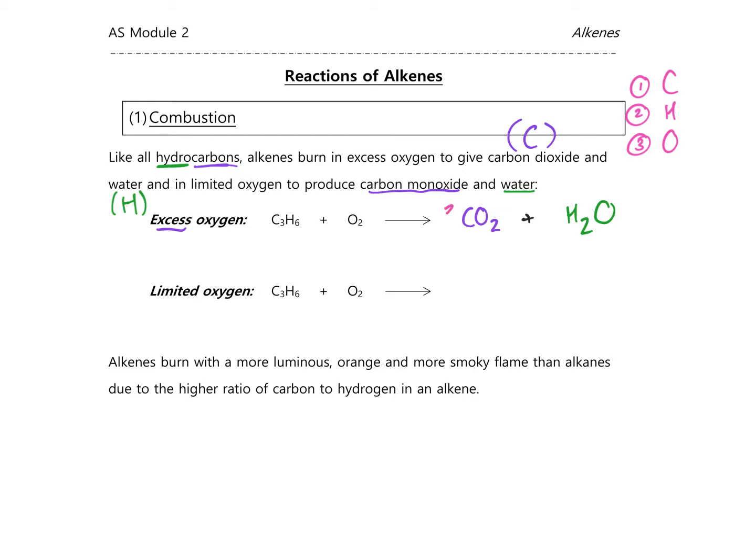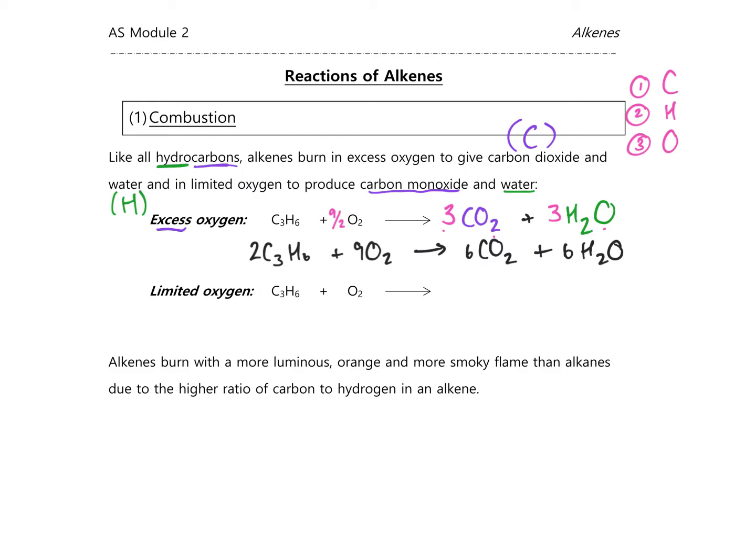So we're going to need 3 carbon dioxides to balance the carbons. We're going to need 3 waters to balance the hydrogens, and then count up your oxygens on the right hand side. We have 3 times 2, which is 6, plus these 3, which is 9. So you can write 9 over 2 in front of your oxygen, or multiply everything by 2. That would give you 2C3H6 plus 9O2, giving you 6CO2 plus 6H2O.